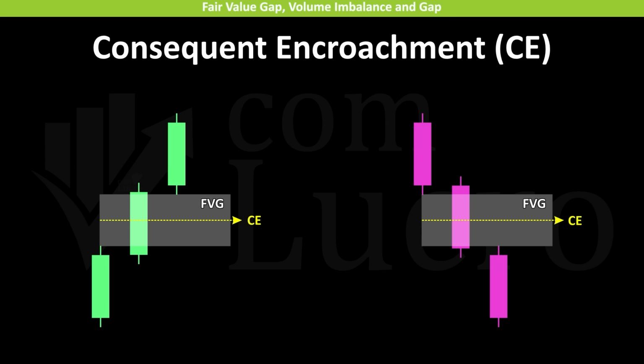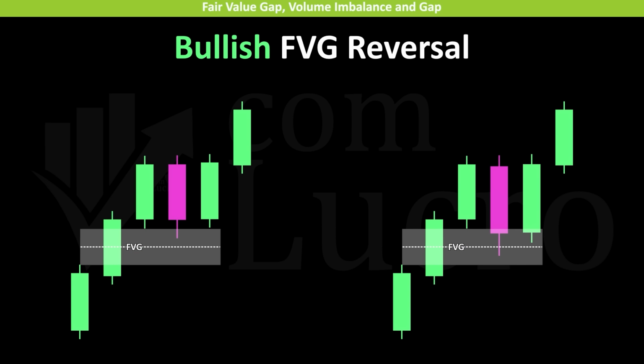Another important concept related to fair value gaps is known as consequent encroachment. This simply refers to the midpoint of the fair value gap, or the 50% level of the gap. Fair value gaps can act as areas of support and resistance, similar to other structural levels. Because of this, it is important to observe how price reacts to the boundaries of the fair value gap and to the consequent encroachment level. Let us start with bullish fair value gaps.